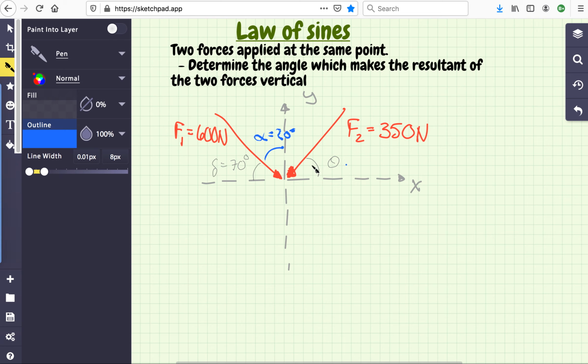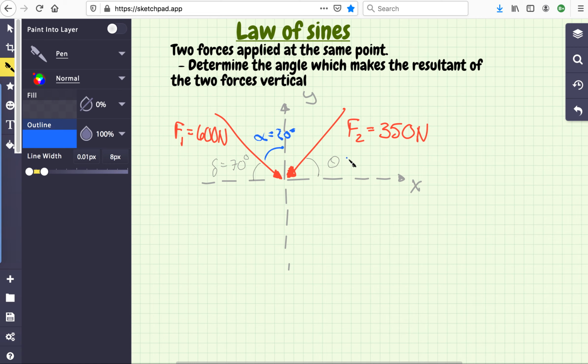We know stuff about them. We know the magnitudes of F1 and F2. We also know the angle of F1 with respect to the x-axis. With that, we could figure out what alpha is, and that's what I've done here in blue. So let's continue on finding out a couple of things.